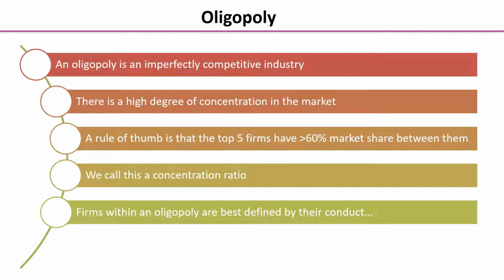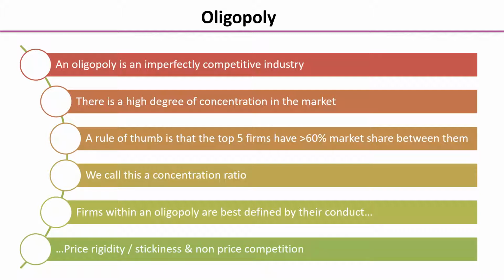And the most important way of considering the differences between oligopoly and other market structures is the way that firms behave. So they tend, for example, to have fairly stable prices, which is described as price rigidity or price stickiness, and to look for other ways to compete with each other instead.